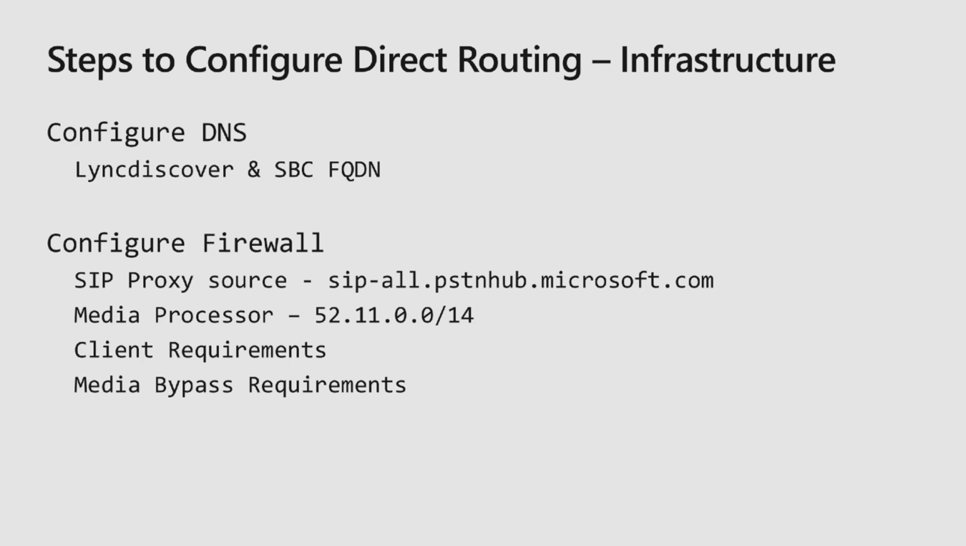Our firewall, we've got our SIP proxy. So if you look at nslookup and you go to sip-all.pstnhub.microsoft.com, it'll list about 5 or 6, I think it's 6 IP addresses. That is where the SIP proxy traffic will come from. Our media processor is quite easy. It's just 52.112.0.0/14. It's quite a large range. Don't forget about the client requirements and the media bypass requirements as well. So we're talking about that hairpinning earlier on.